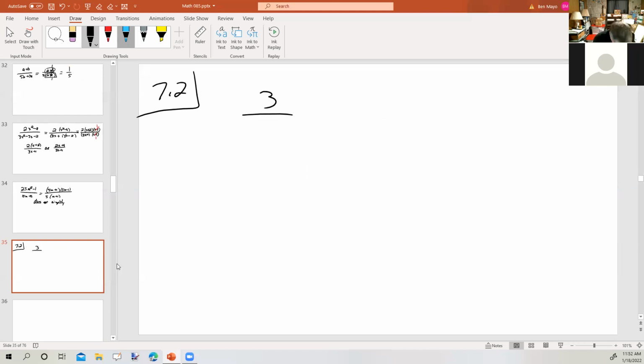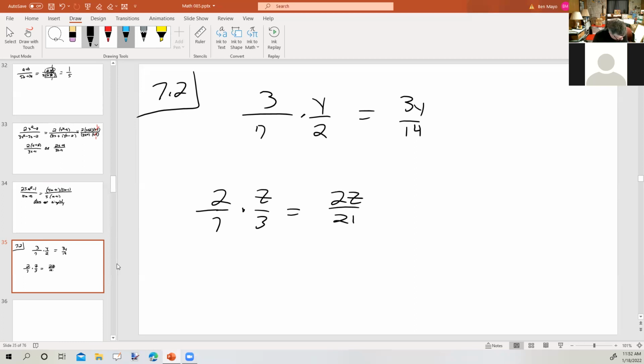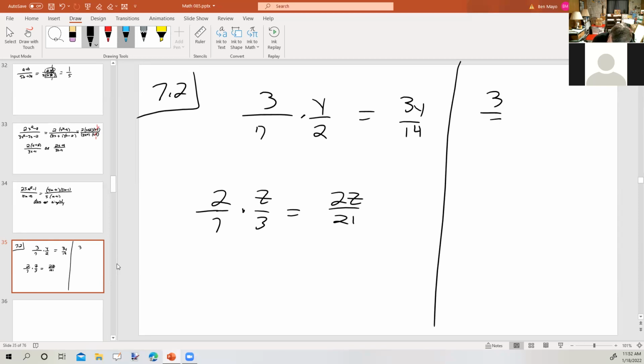Let's say we've got 3/7 times y over 2. Nothing pre-reduces, so we just multiply straight across. Or if we've got 2/7 times z over 3, we get 2z over 21. What if we have something like 3/7 times y over 6? Well, then we can pre-reduce the 3 and the 6 down to 1 over 2. So we get 1y over 14.